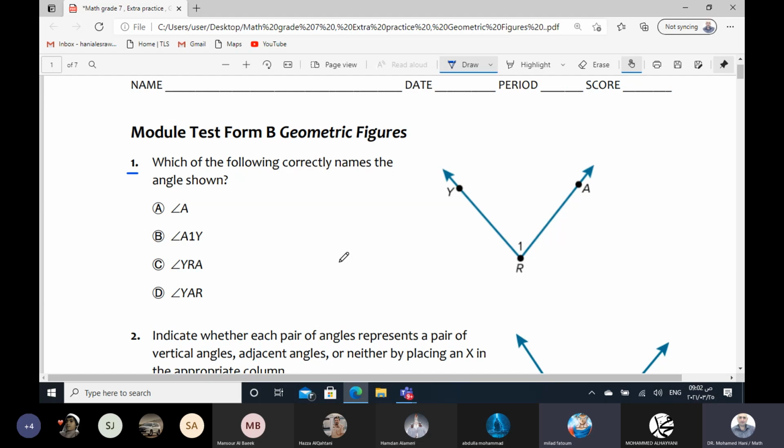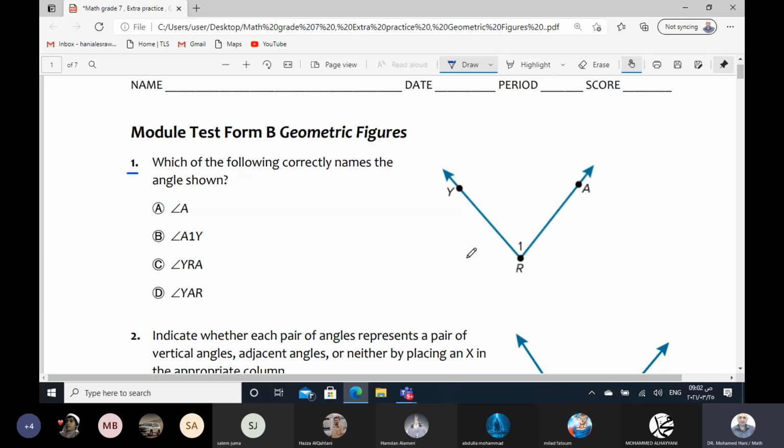Start at C. Thank you, Milad. Start at C. Thank you, Mansour. Okay, I want to remember the answer at C. Okay, thank you. I want to remember you.